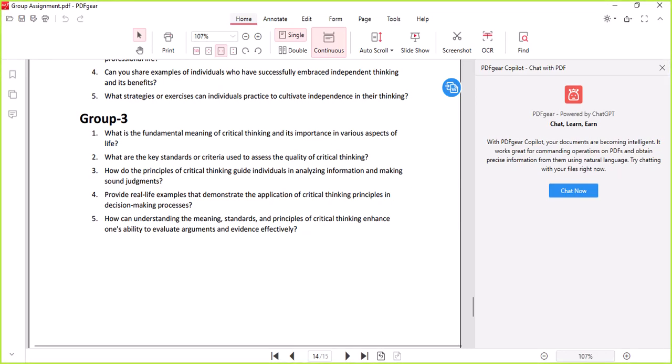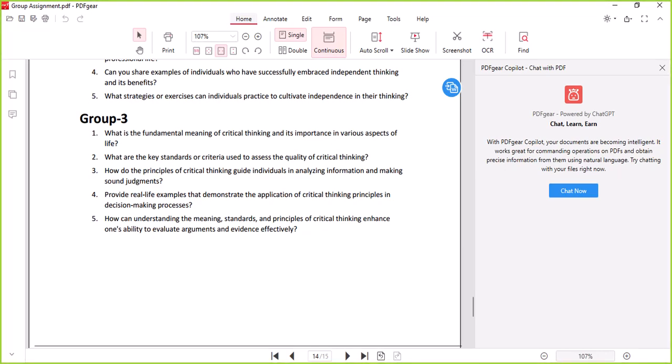Tell me, what is the main idea of your assignment? I have understood that critical thinking is the ability to analyze information and make enhanced decisions by questioning assumptions, using logic and considering multiple perspectives.